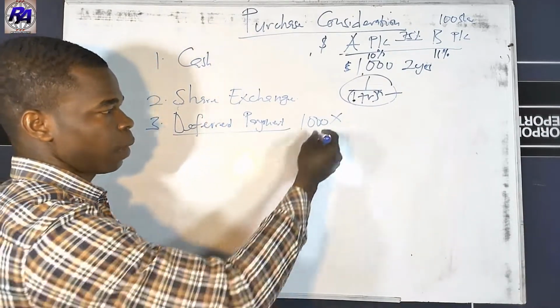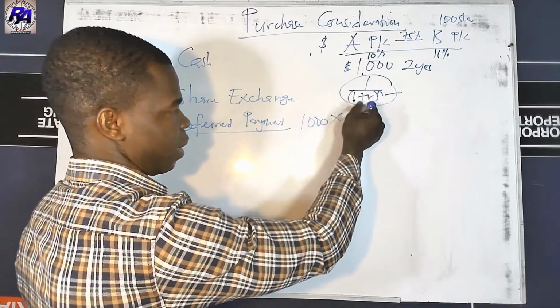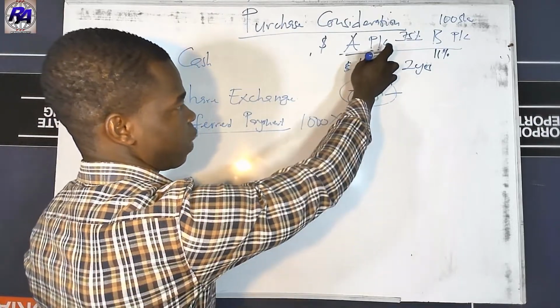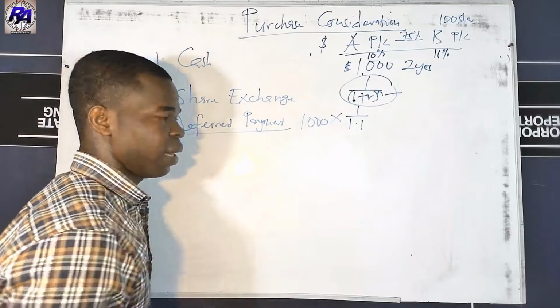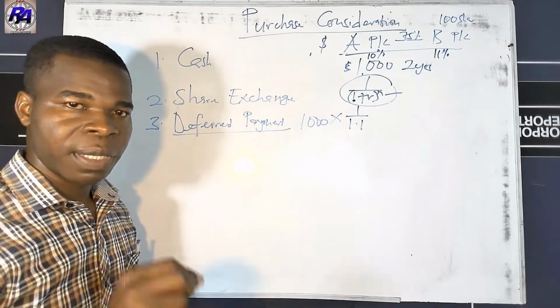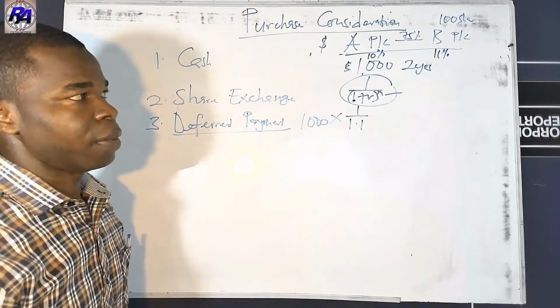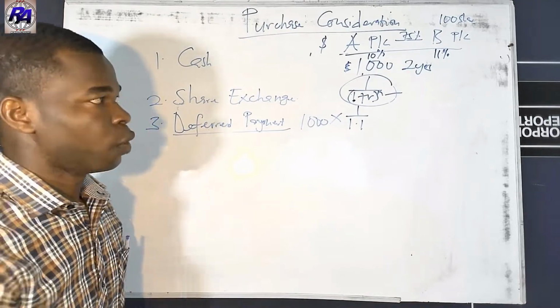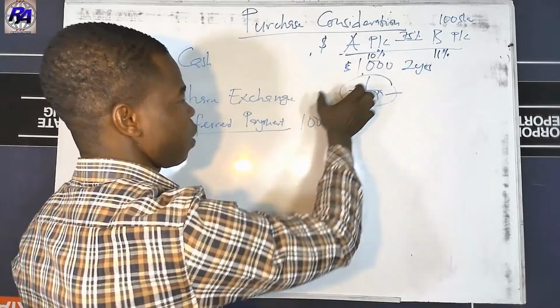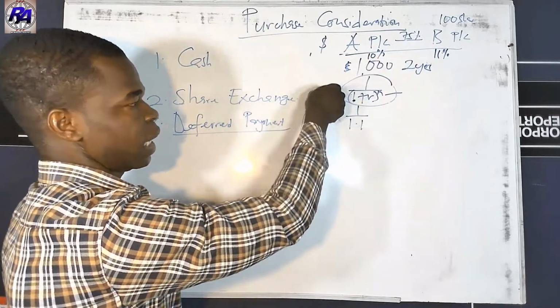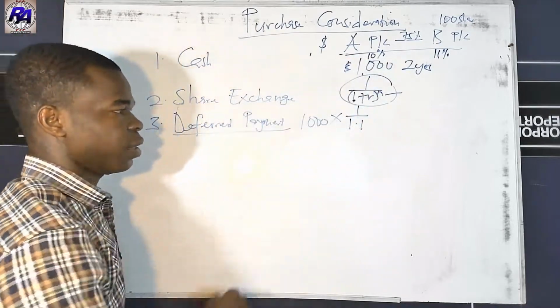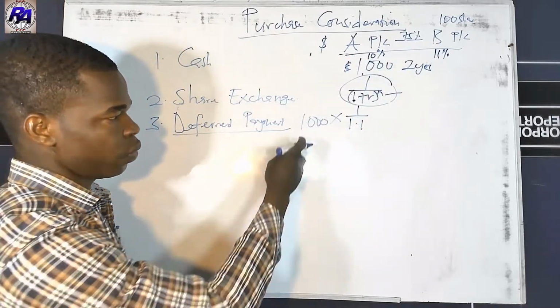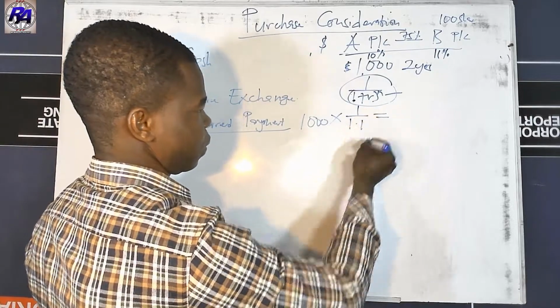So here it's going to be 1 divided by 1.1 because our cost of capital here is 10%. Please, here again, we use the parent cost of capital but not the subsidiary. So we use the parent cost of capital when we are dealing with the deferred payment, and also the share price of the parent when we are dealing with the share exchange. So we multiply this to get an amount.